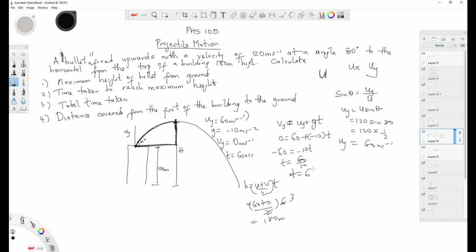So since it takes 180 meters to reach the maximum height from the top of the building, that means for the maximum height from the ground, we already know the height of the building, so the maximum height from the ground should be what? That of the building plus from the top of the building to the maximum height. So this is 280 meters. So it takes 280 meters to reach the maximum height from the ground. Now, what is the time taken to reach the maximum height? Okay, we've even somehow calculated this along the line. The time taken to reach the maximum height is 6 seconds because we've calculated it along the line.